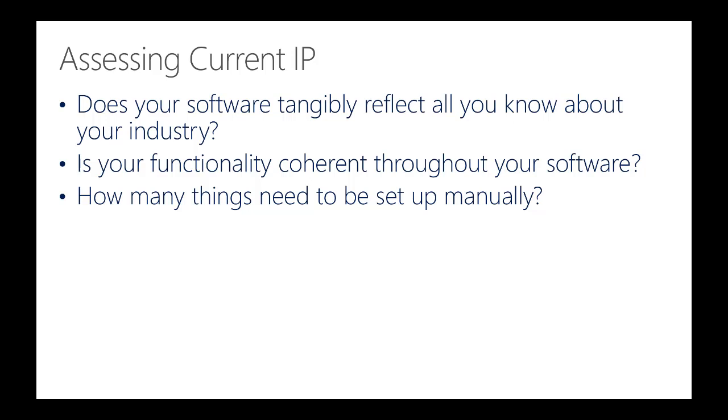How many things need to be set up manually? Can you start using the software immediately, or do you have to run through a task list of setup? Do you need to make sure that standard features are enabled, like numbering series and account numbers and posting groups and that sort of thing? Or can the user do this by themselves?